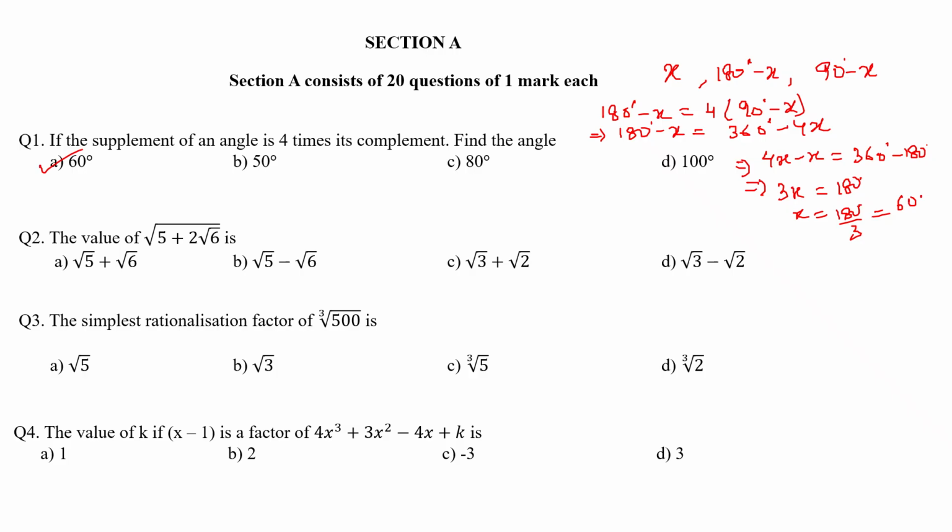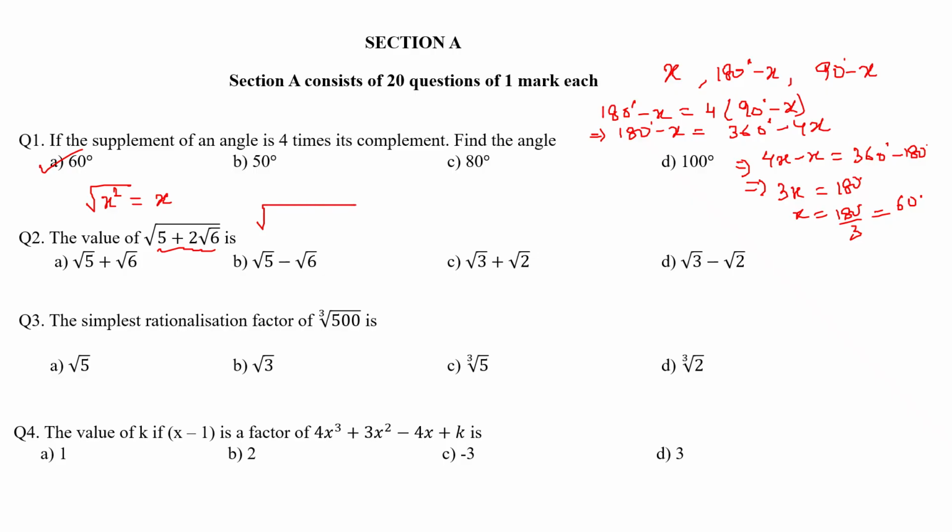Now moving to question number 2, find the value of root of 5 plus 2 root 6. Okay. So we all know that if the number is in the form of a square under the square root, suppose root of x square, we can easily get the answer will be x. So I will try to represent this in the form of a square number.